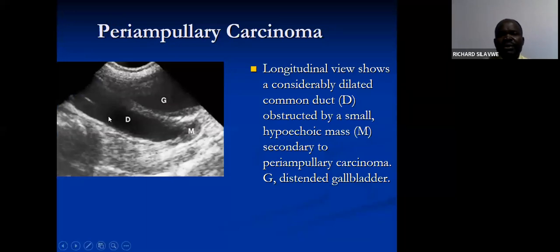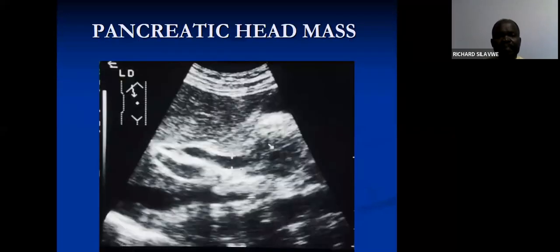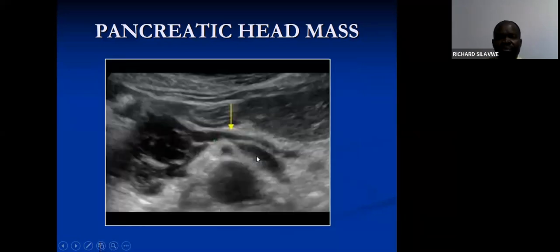So this one here, we are able to see the dilated common bile duct. Okay, that's the common bile duct. Then we are able to see a mass here. There is a mass here which is obstructing the duct. This one also is showing us the head of the pancreas mass here. There is a mass here. Then we have the pancreatic head mass also here. You can see the arrow. Okay.